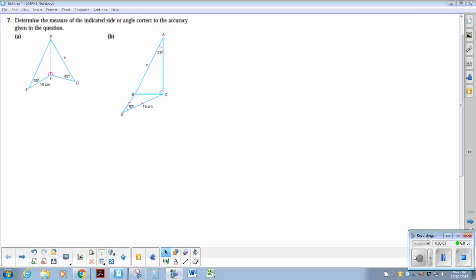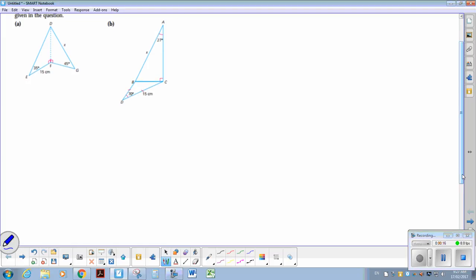Hello, and this is question number 7 from lesson 1, part A, and it's dealing with double triangles or two triangles. So I'll take a look and we'll do the answers to both of these. So for A, I'm going to just work down here. For question A, the goal is to find the missing sides.